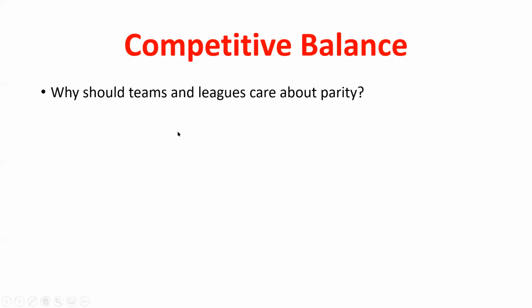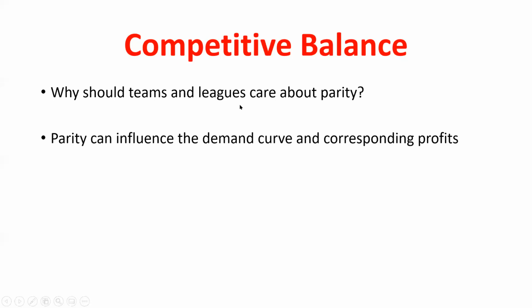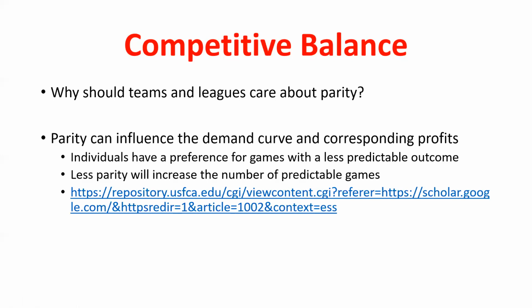One thing that we see play out a lot when we look at different analyses of attendance or TV viewership is that it can influence the demand curve. The parity or competitive balance in the league can impact the demand curve. People generally don't like very predictable outcomes, or they're not as likely to pay as much money for predictable outcomes, okay?